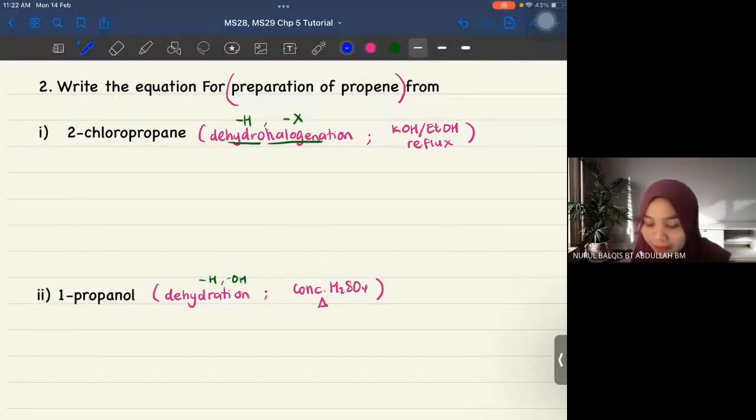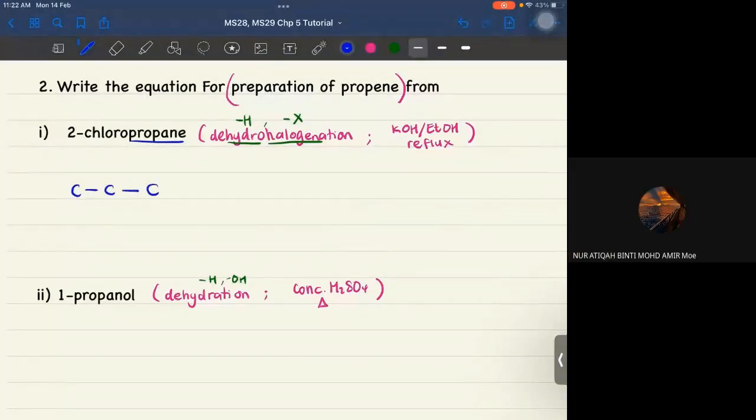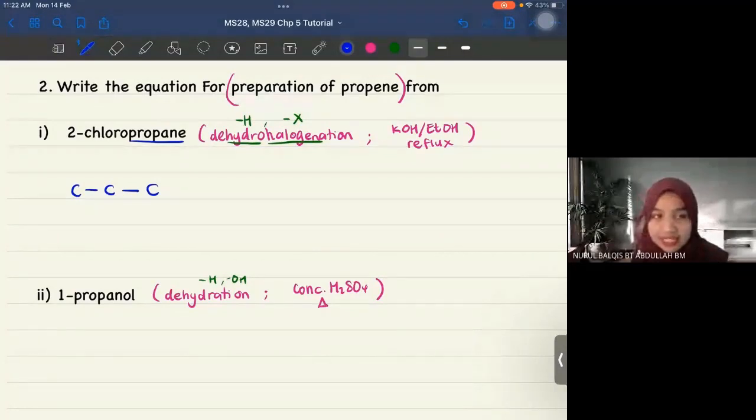List down, it starts from the parent chain, right? We have this propane. How many carbons? 3. So do we have any carbon double bond in this propane? No. Okay. Dia akan jadi alkene saja with no carbons. And then the number 2 here belongs to the chloro.